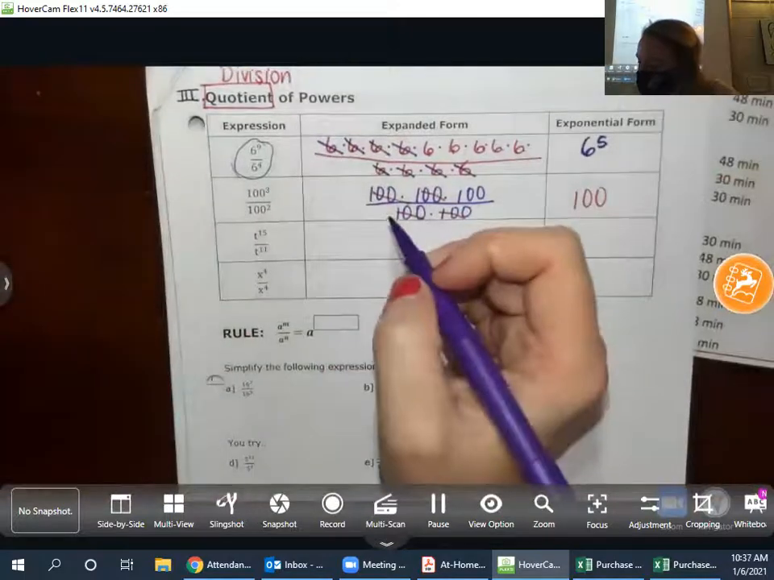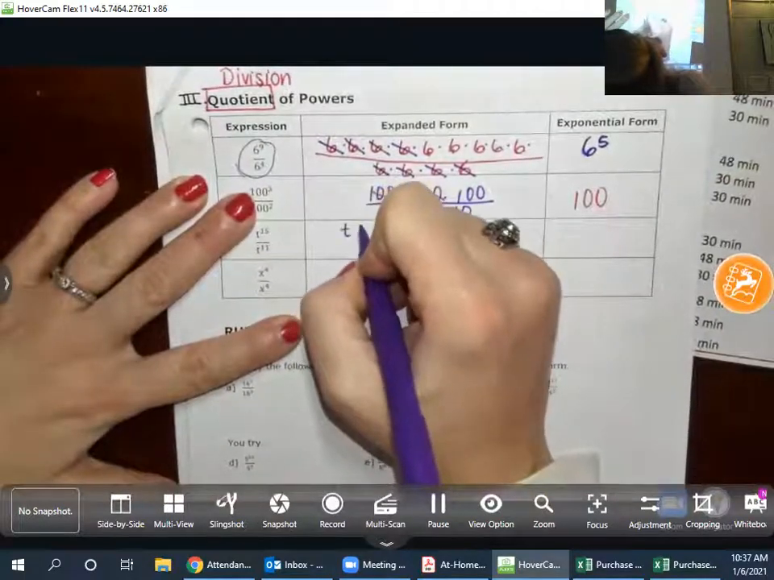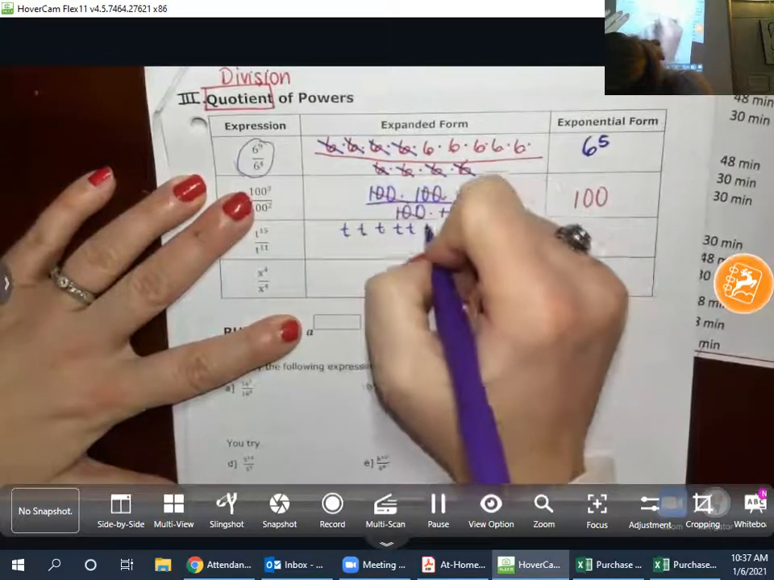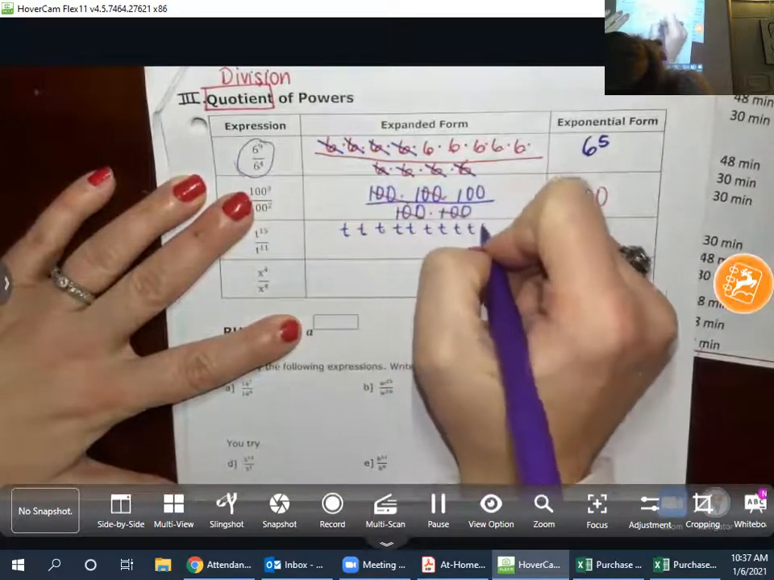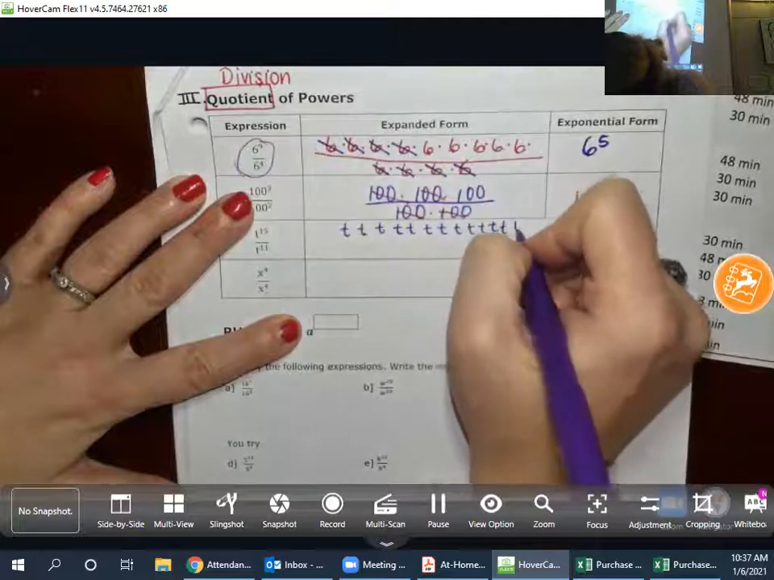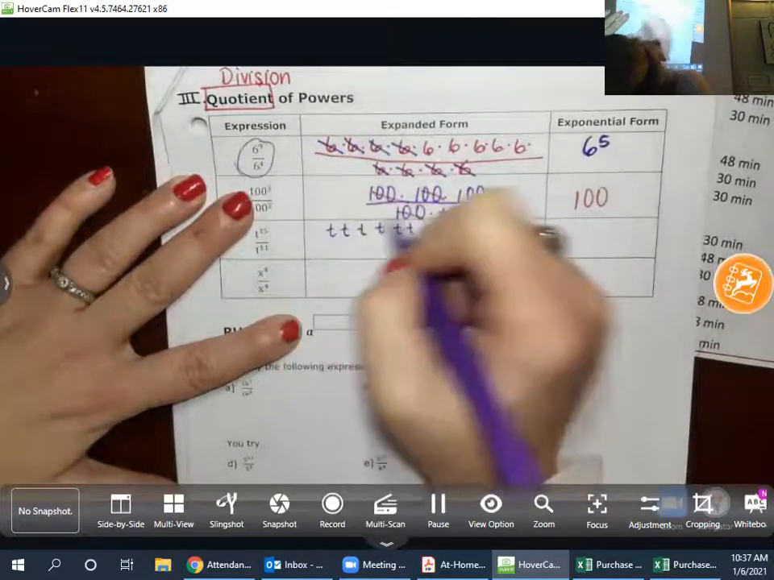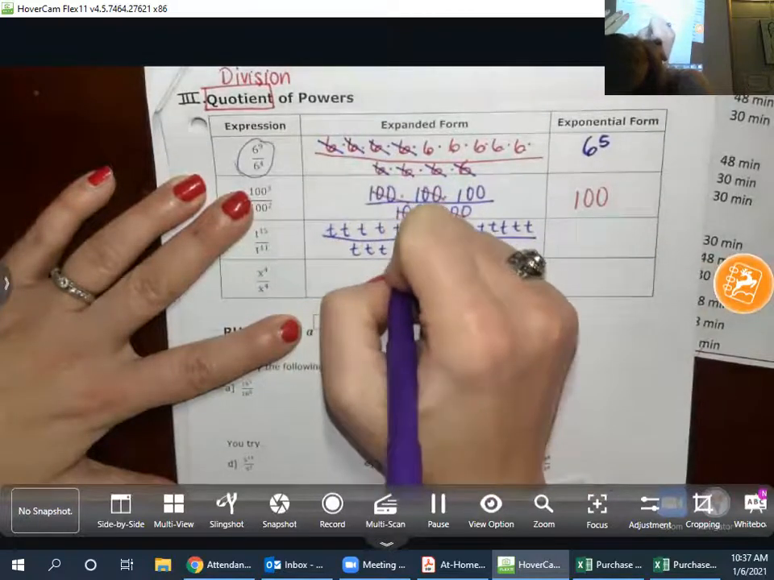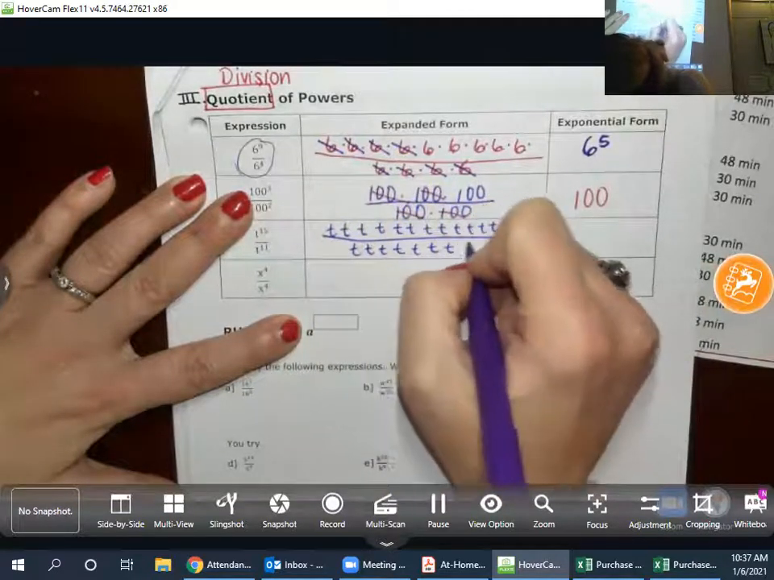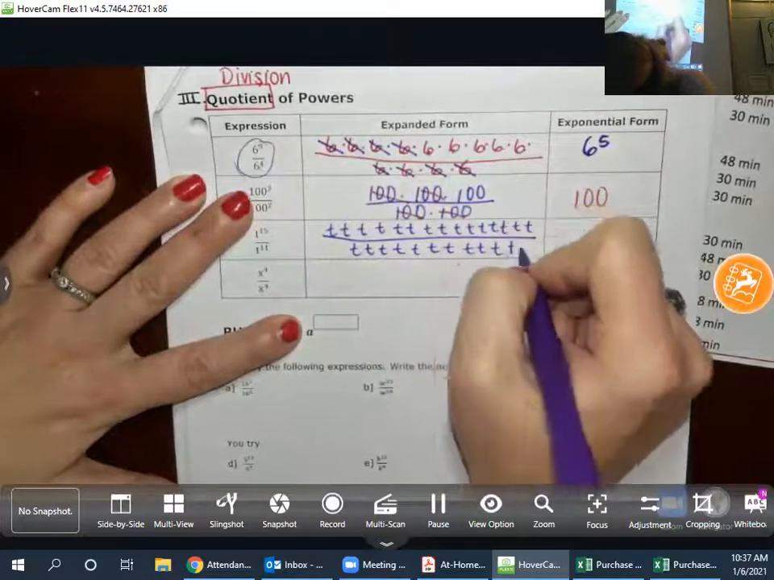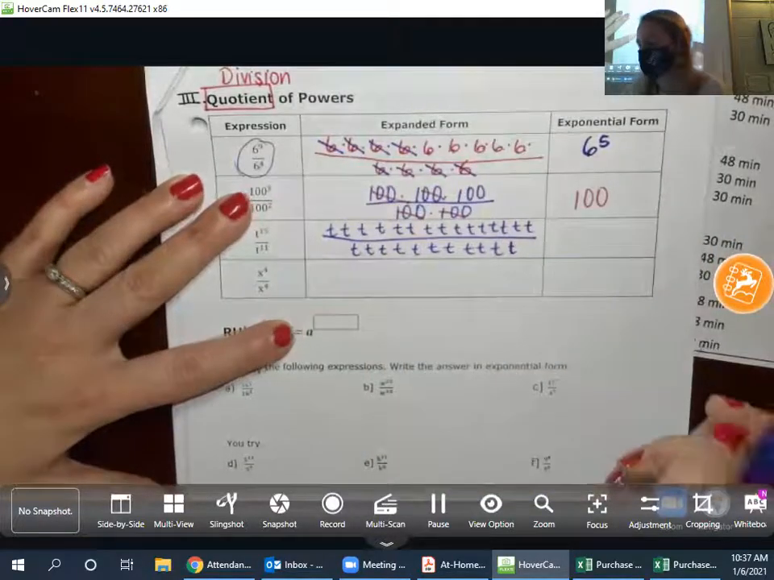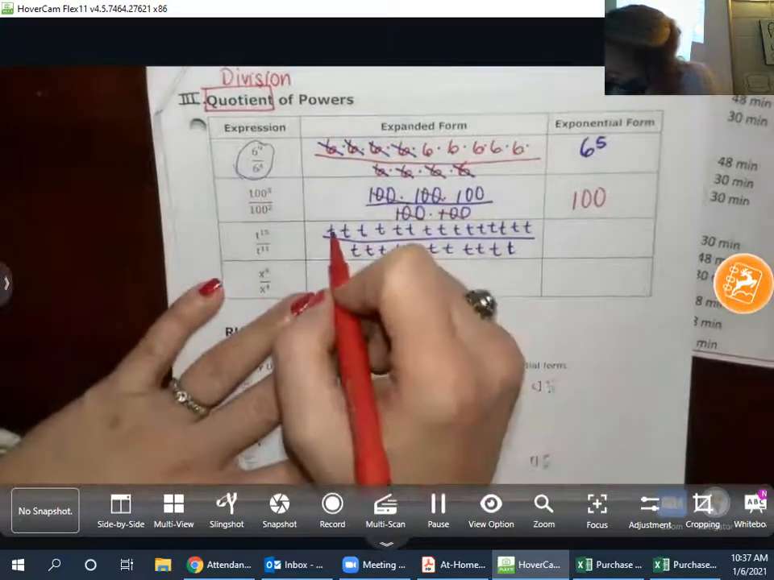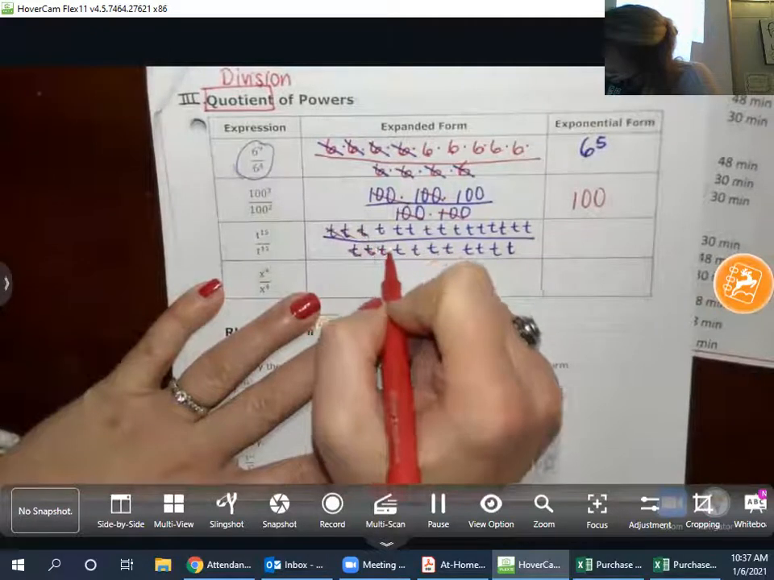Man, it's a lot of T's. We can do it. 1, 2, 5, 6, 7, 8, 9, 10, 11, 12, 13, 14, 15. 15 t's over 11 t's. It wants it in expanded form, and that's expanded form. So we're going to fill it in. All right, let's just pair them up.